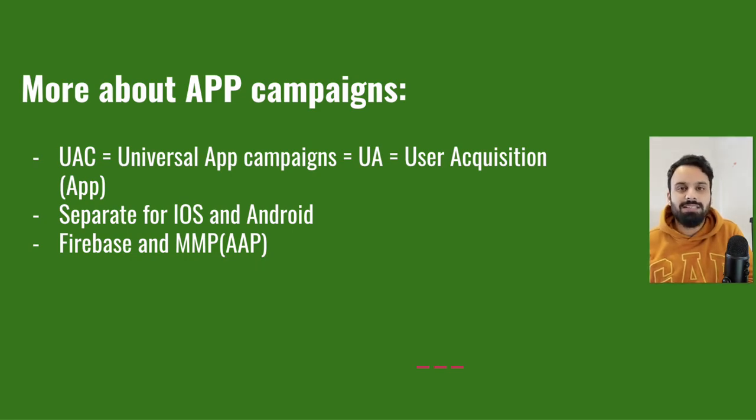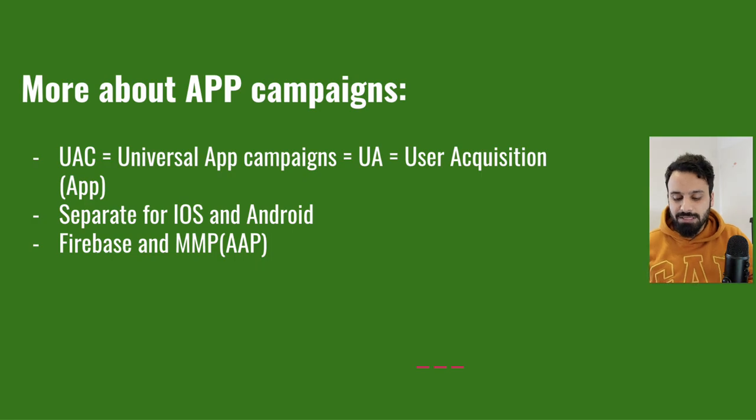First thing you need to understand is, if you are new to digital marketing, you will hear people referring to app campaigns with a lot of terminologies. If you hear UAC, that is the Google name for app campaigns, which is Universal App Campaigns. But some people within the digital marketing industry refer to them as UA, or user acquisition app campaigns, as well. So it's all the same: UAC, UA, user acquisition campaigns, universal app campaigns. It all means the same thing, which is the app campaign.